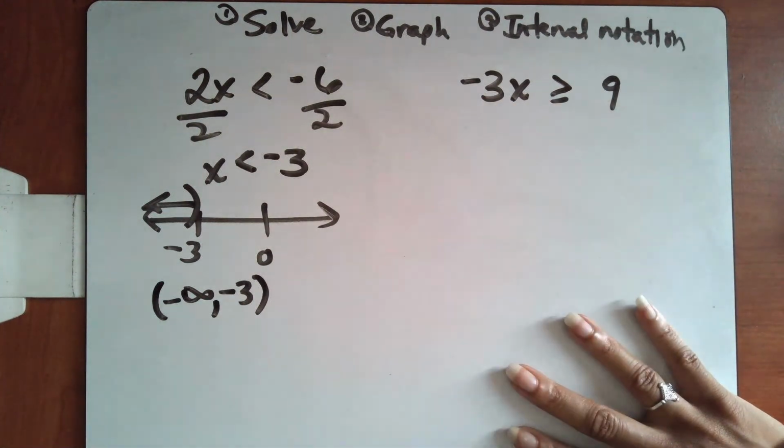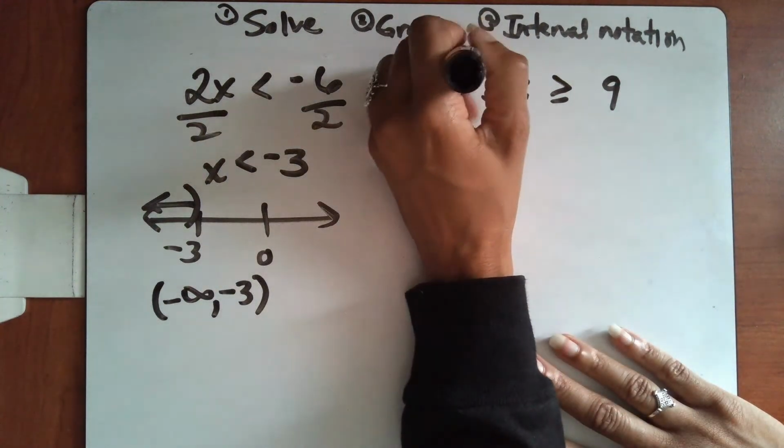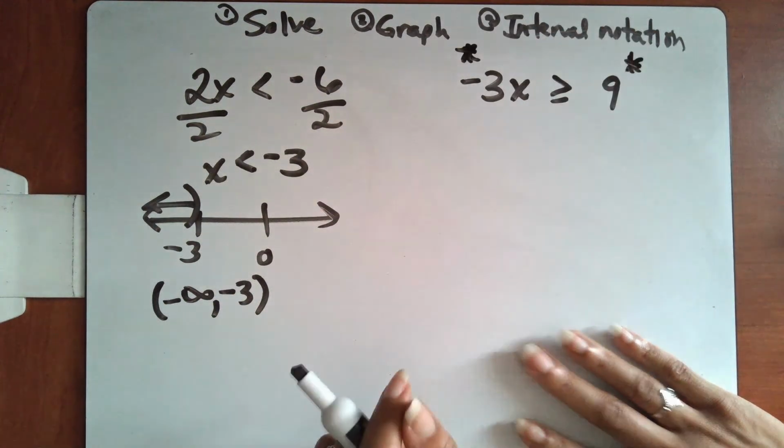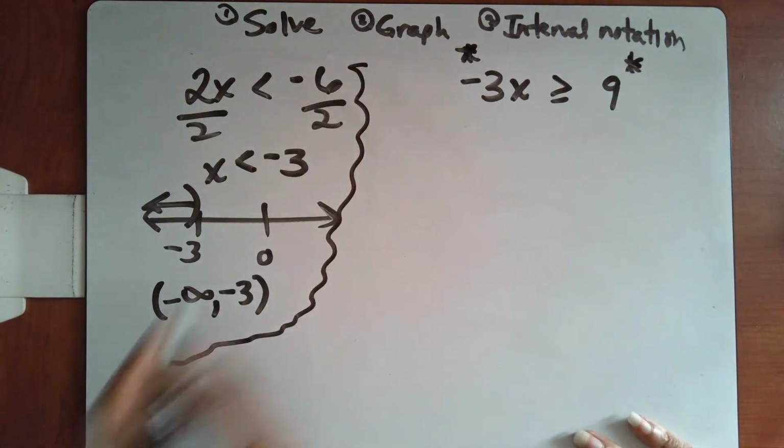Now, on this one, we have negative 3 times x is greater than or equal to 9. This is our special case here. Okay, this is our special case. So what does that mean? So let's look.